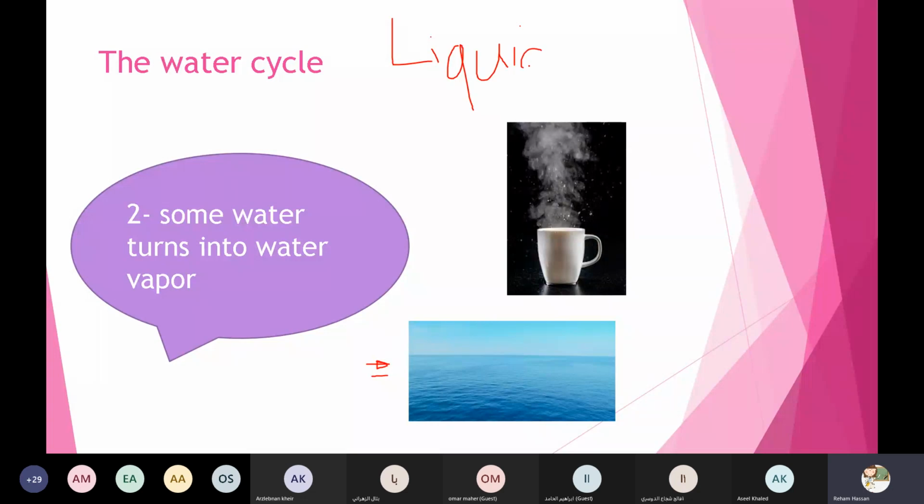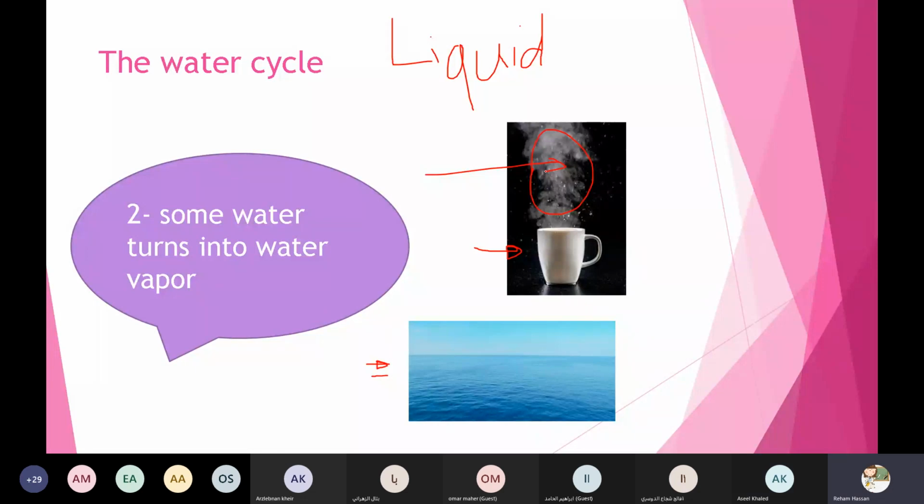If we drink the water, it is liquid water. If we swim in the pond, it is liquid water. Look at this cup of tea. Inside this cup, it is liquid water. But what can you see here? What is this? Vapor.